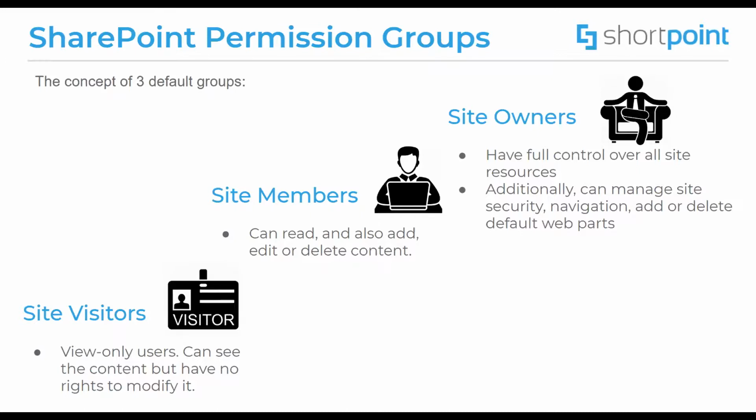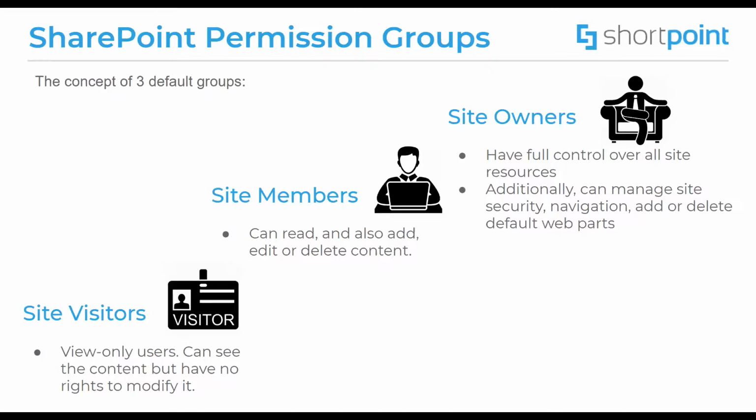The second group in the middle of the screen are site members. These guys are cooler than the visitors because they can add, edit, or delete content. They can actually change things in the site, or subsite, or list, or folder, which site visitors cannot do. Then the third group at the top is the most privileged in terms of permissions. They're called site owners, and they can do everything that the previous groups did. But in addition, they have control over security and navigation, they can add or delete default web parts, they can approve other people's work, and they have other extended admin rights.